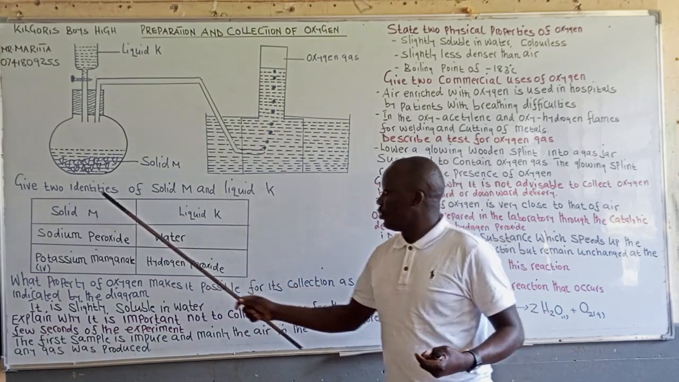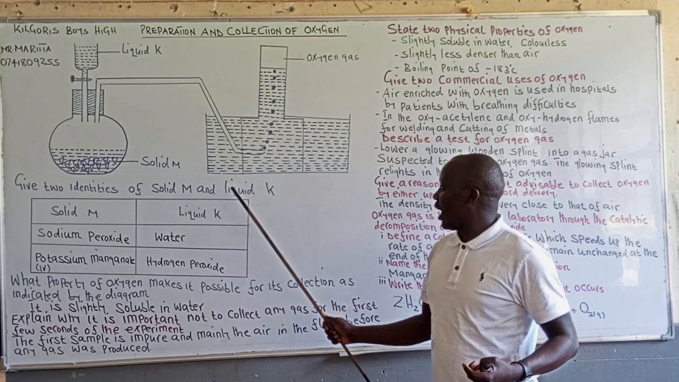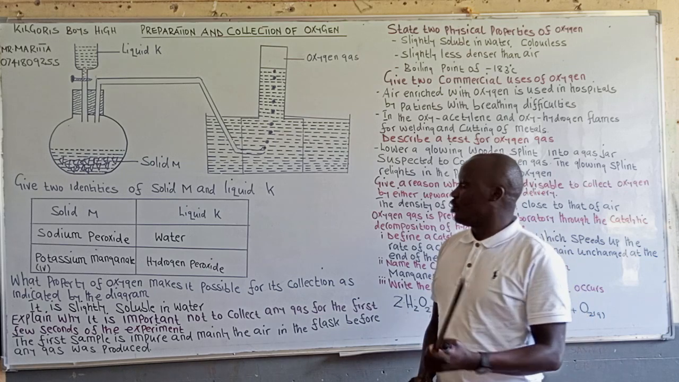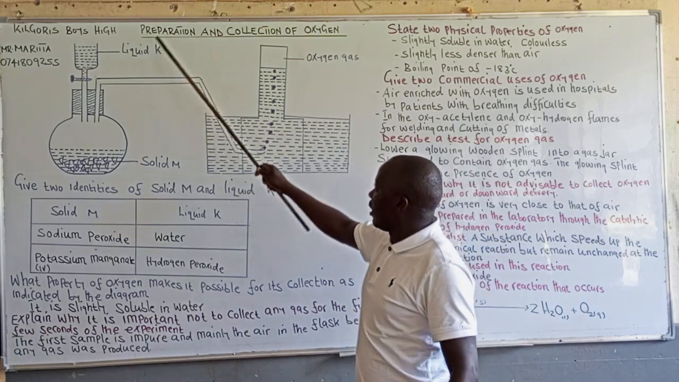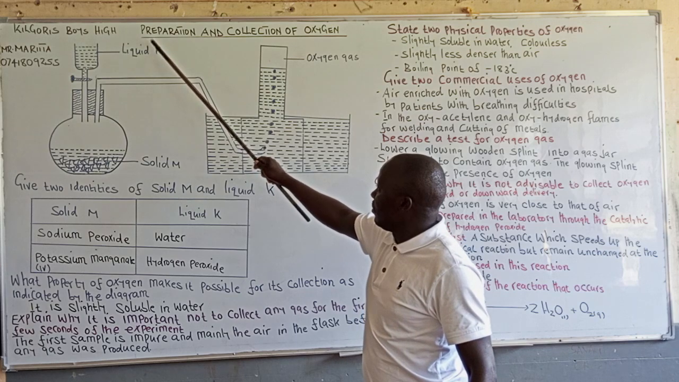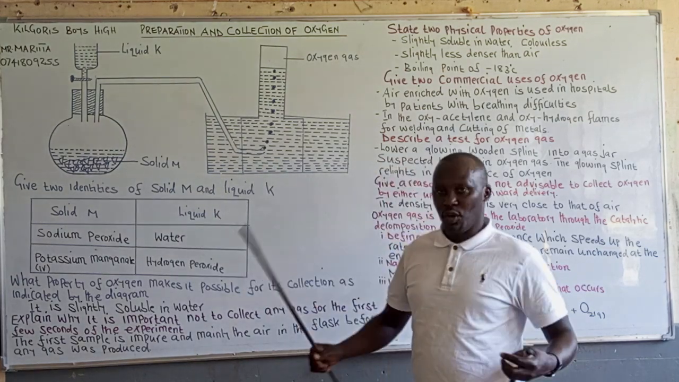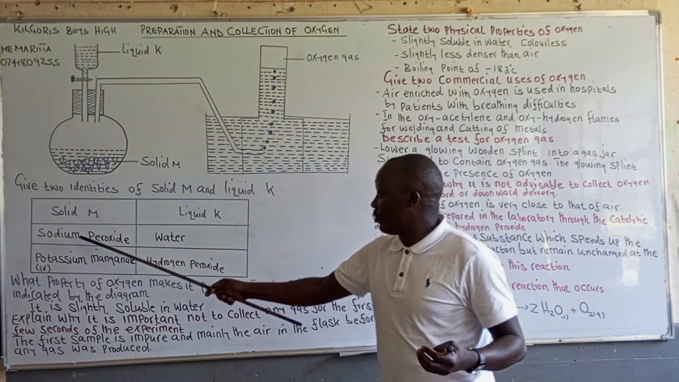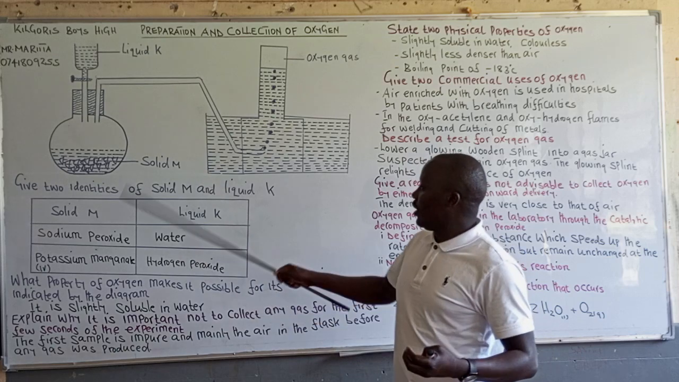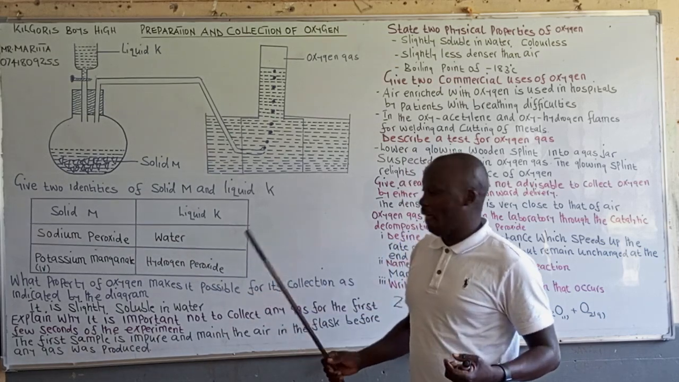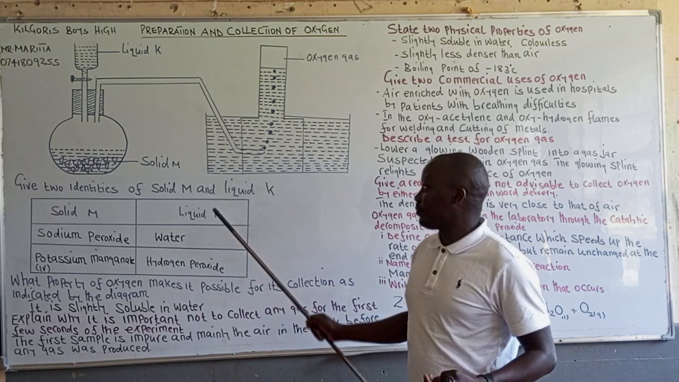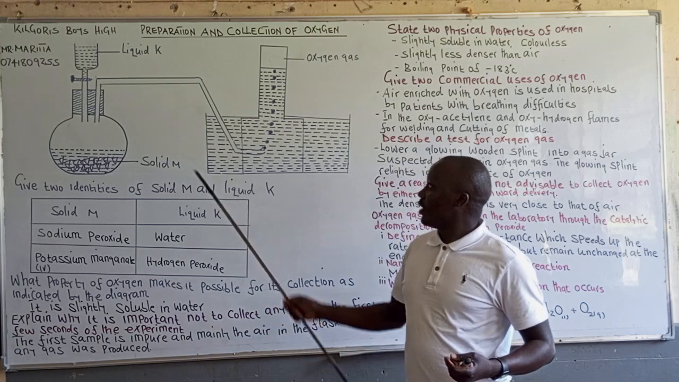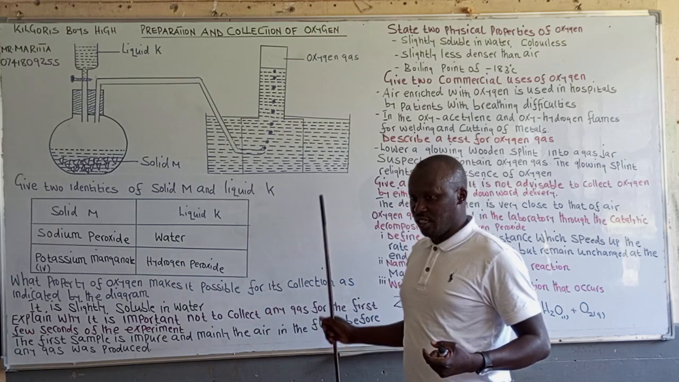Now, give two identities of solid M and liquid K. For the solid M, first of all, we can have a pair of reagents. The first pair of reagents, we can have sodium peroxide and water. So if the solid is sodium peroxide, then the liquid must be water. Another pair is where we have potassium manganate 7, then the liquid should be hydrogen peroxide.